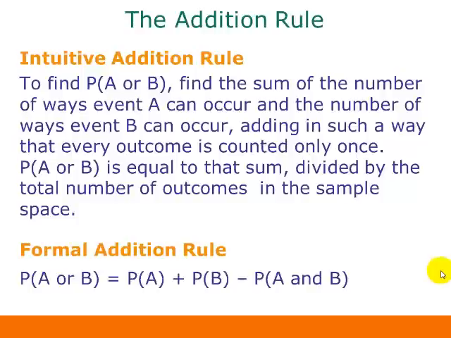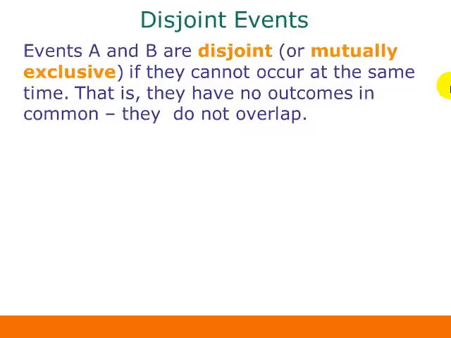So that's the intuitive way to think about it. The formal addition rule says that the probability of A or B equals the probability of A plus the probability of B minus the probability of A and B. So this again is subtracting out the ones that would have got counted twice if we added the probability of A and the probability of B together. Now let's talk about disjoint events.